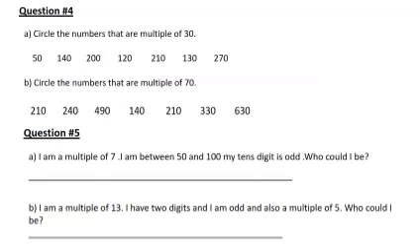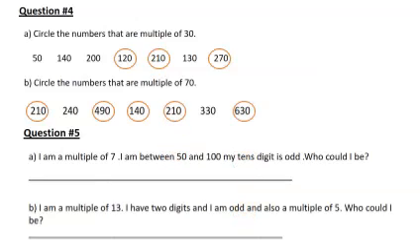In question number 4, we are asked to circle the numbers that are multiples of 3. So the multiples of 3 are 120, 210, and 270. Because, for example, 30 times 4 is 120, 30 times 7 is 210, and 30 times 9 is 270. Now circle the numbers that are multiples of 70, and the multiples of 70 are 210, 490, 140, and 630.